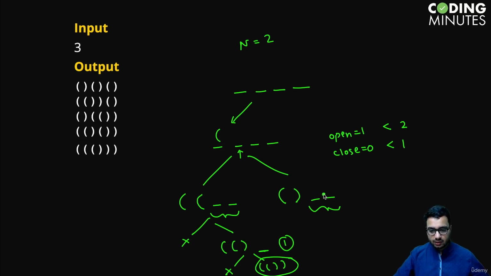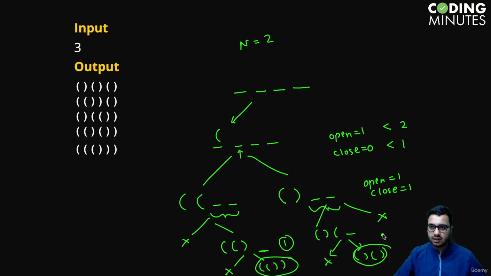And what about this? So opening is 1, closing is 1. Can we put an opening? Yes. Can we put a closing? The answer is no. So we can put an opening bracket here. Can we put a closing? No. Can we put an opening? No. Can we put a closing? Yes, we can put. So this is the second output that we get.